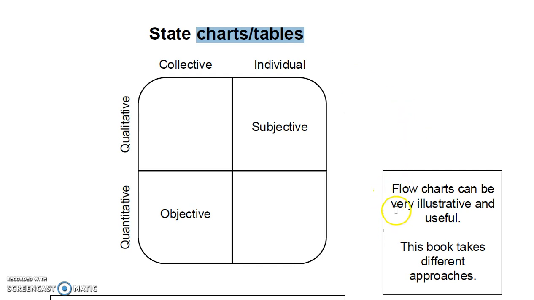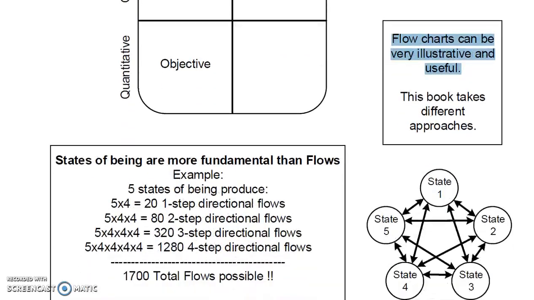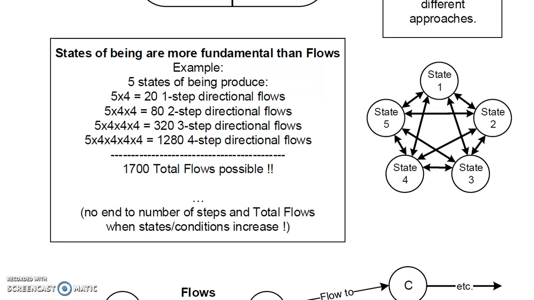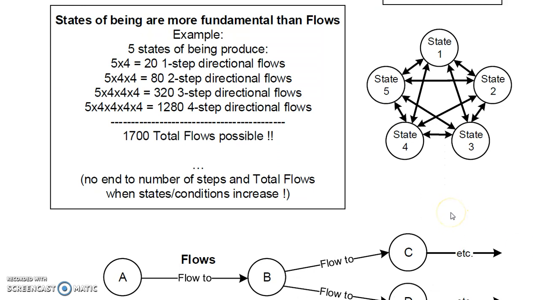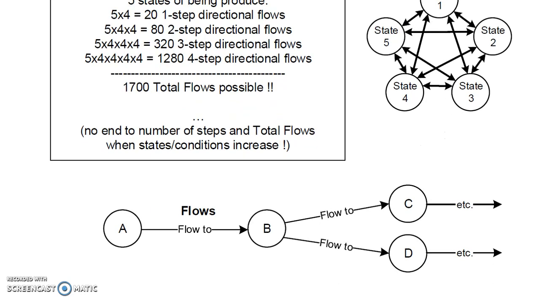and you can see that these tables or state charts are quite a bit different than flow charts. Now, flow charts can be very illustrative and useful. There's just one major difference between flow charts and state charts to be noted. A lot of times books have flow charts, and what they indicate is that you will flow from state A to state B, and then given a decision factor or a factor that may make a difference, you may flow to state C or to state D, and then you keep on going through the flow chart.